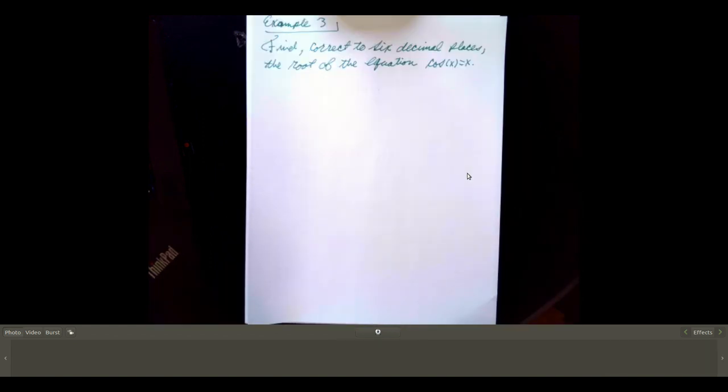For our final example, we're going to find, to correct 6 decimal places, the root of the equation cosine of x is equal to x.